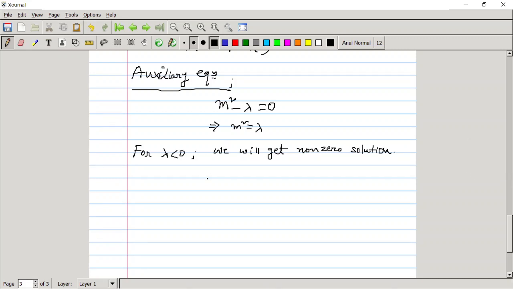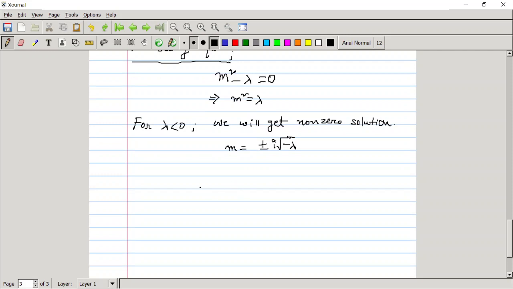Okay, so I got that m squared equals lambda. So what is m in that case? m equals plus or minus i root over minus lambda, right? Lambda is negative, you understand this line, from m squared equals lambda to m. Lambda is negative, so root over minus lambda makes sense, it is a positive quantity, and that's why I put i, because an imaginary part will come.